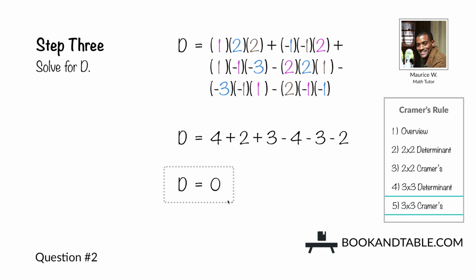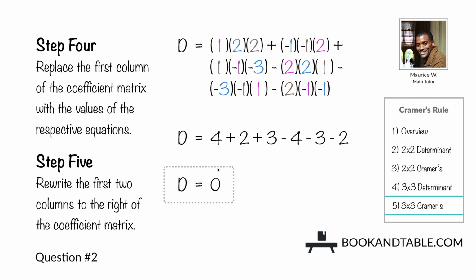So we see this system, since D is equal to 0, this lets us know that this system either has an infinite number of solutions or it has no solutions at all. So if the remaining determinants all equal 0, then we have infinite solutions. But if we get one determinant that is not equal to 0, then we know that we have no solutions. So let's continue on and find dx.